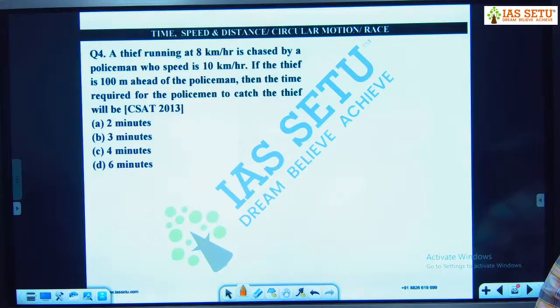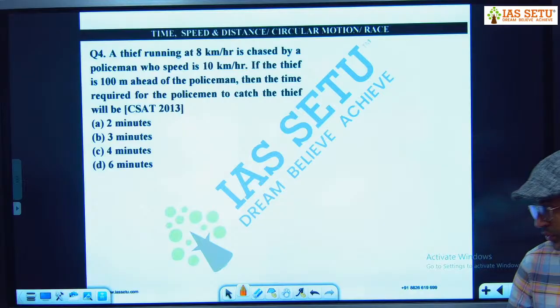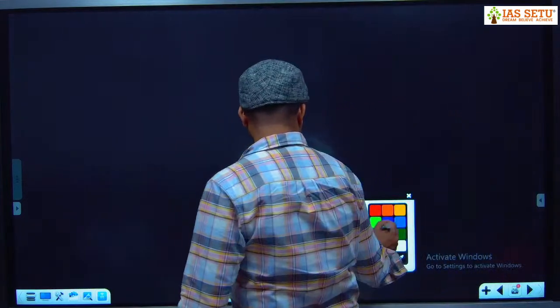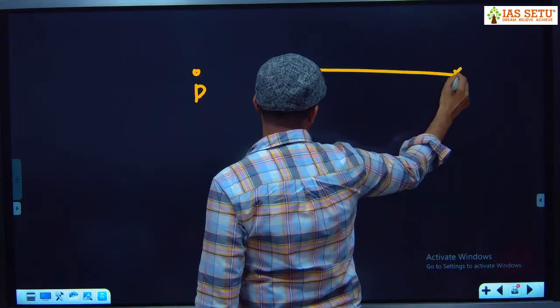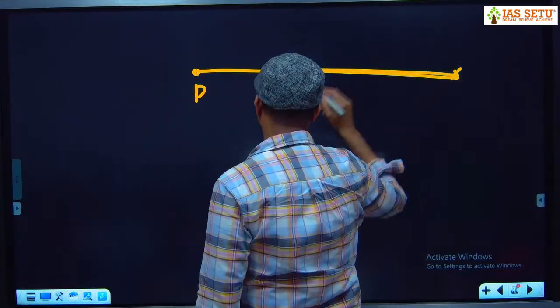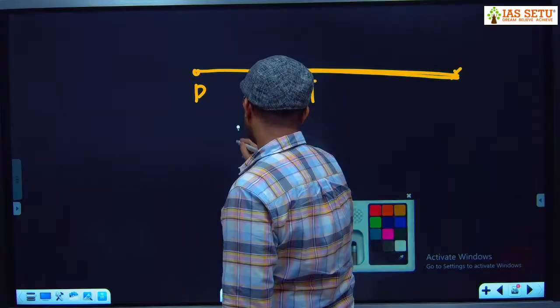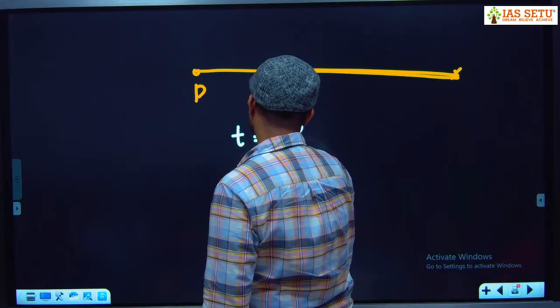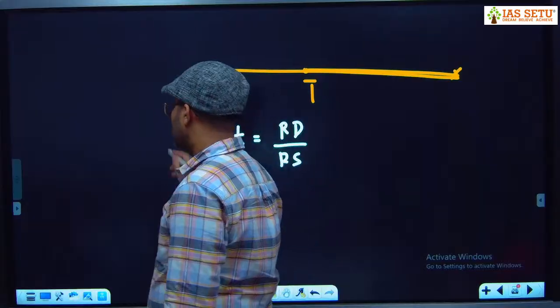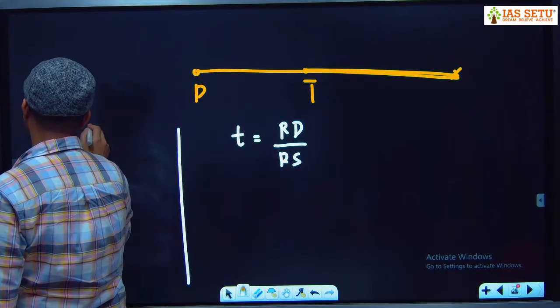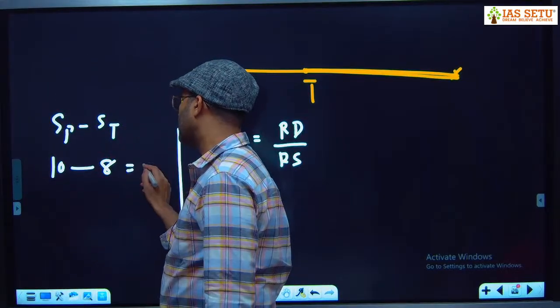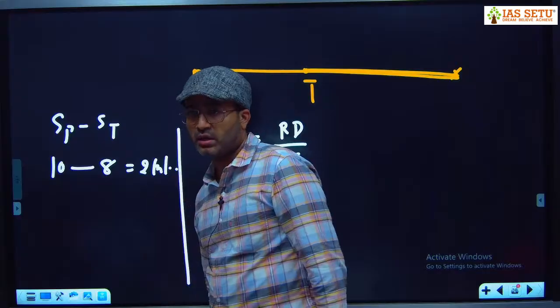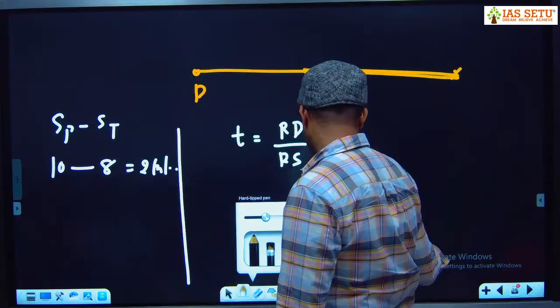प्रॉब्लम हियर इज डिस्टेंस गिवन इन मीटर, स्पीड गिवन इन किलोमीटर पर आवर, तो वी कन्वर्ट स्पीड इन मीटर पर सेकेंड. See here, in this type of question, this is policeman, this is thief, and here at this point this policeman will catch the thief. So here we have a shortcut, time is equal to relative distance upon relative speed. Relative speed is speed of the policeman minus speed of the thief. 10 km per hour minus 8 km per hour, so it is 2 km per hour. And we have to convert this in meter per second.